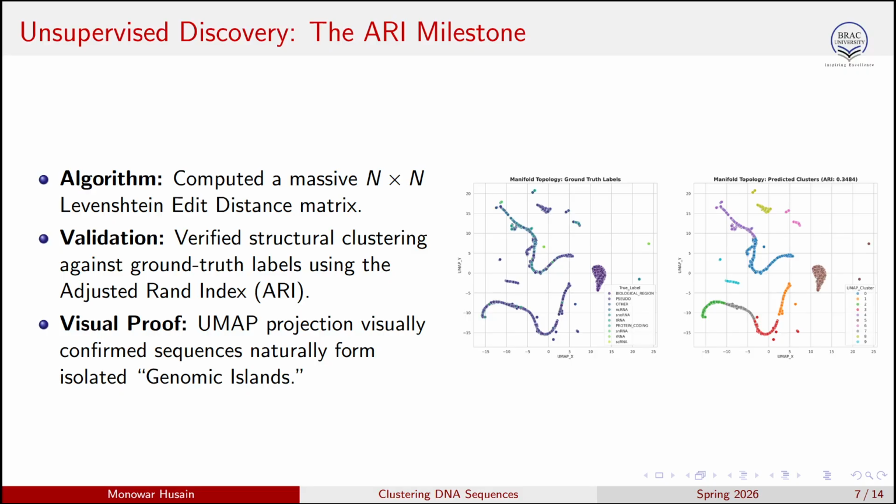The predicted clusters reached an ARI of 0.3484. I even ran a permutation test and the p-value came back at less than 0.001. This proved conclusively that the syntactic structure is mathematically real and it's not just random luck.